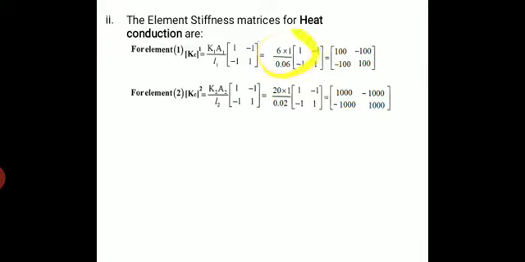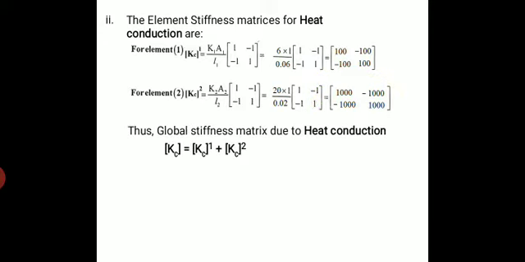6 into 1, the second one is 20 into 1 by 0.02, and this is 26 into 1 by 0.06. So I'll get a stiffness matrix for the heat conduction. For the first element it is [100 -100; -100 100]. For the second element it is [1000 -1000; -1000 1000].